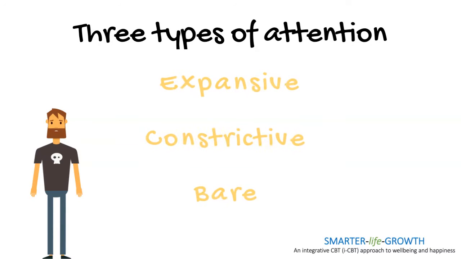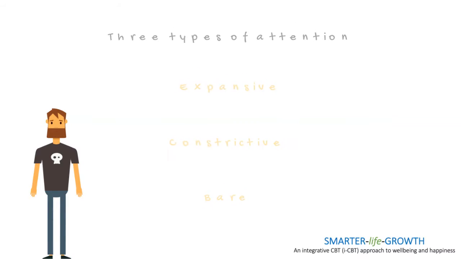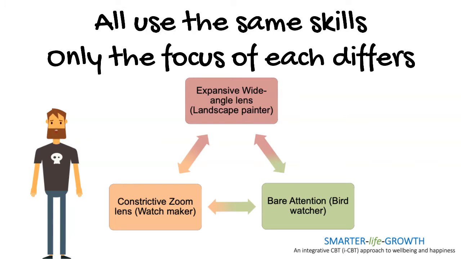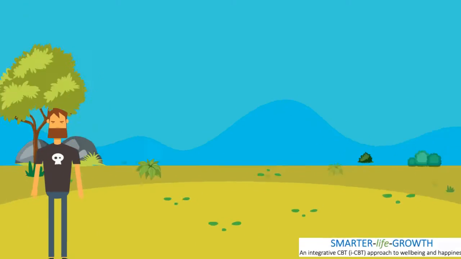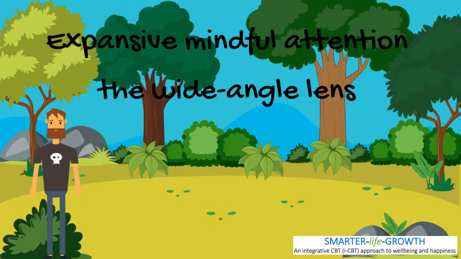Three types of mindful attention: expansive, constrictive, and bare mindful attention. These three types of attention all use the same skills I explained earlier, and the only difference is the focus and purpose of each. First, let's look at expansive mindful attention, also known as the wide-angle lens of mindful attention.